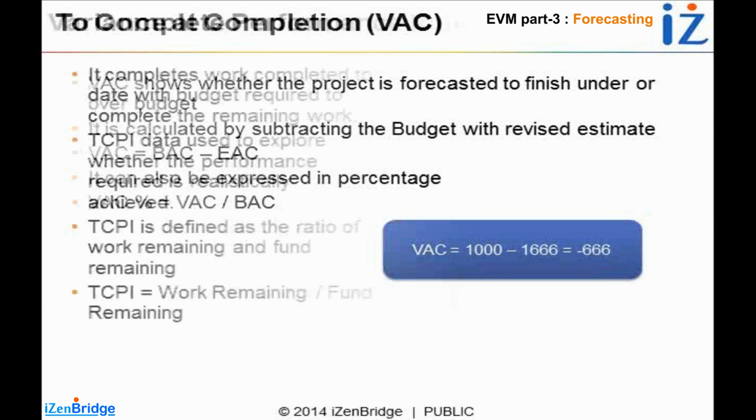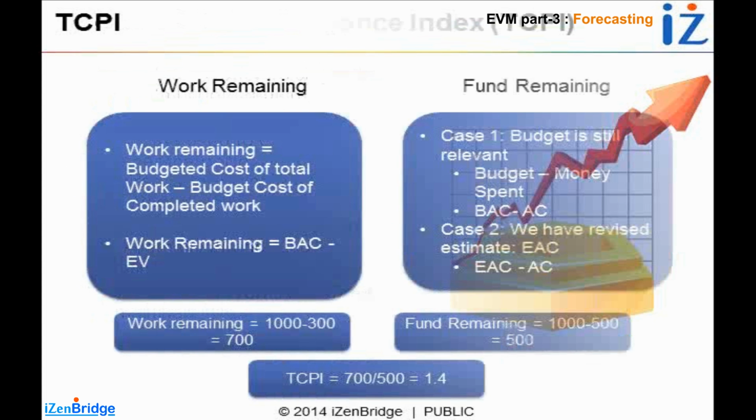In mathematical terms, first we should think about work remaining divided by funds remaining. Now, the work remaining is simply BAC minus EV, and if you keep looking at BAC minus EV as the work remaining, it will help you to visualize many questions and situations in your real exam. So work remaining is simple. It is always the budgeted cost of the total work minus the budgeted cost of the completed work.